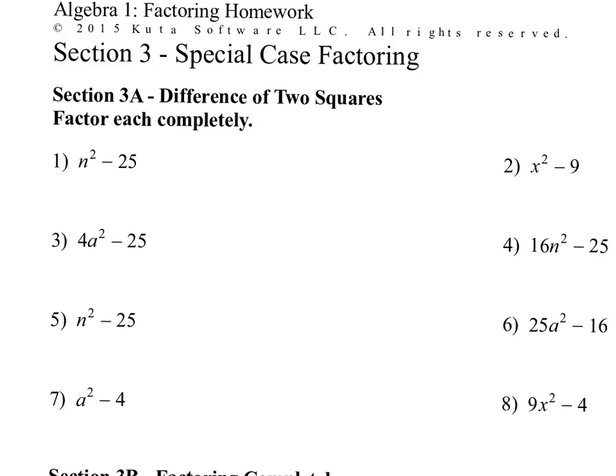In section 3 of our factoring unit, we're going to look at some special case factoring. The first thing we're going to look at is difference of two squares. The difference of two squares is always a binomial that they're going to ask us to factor.